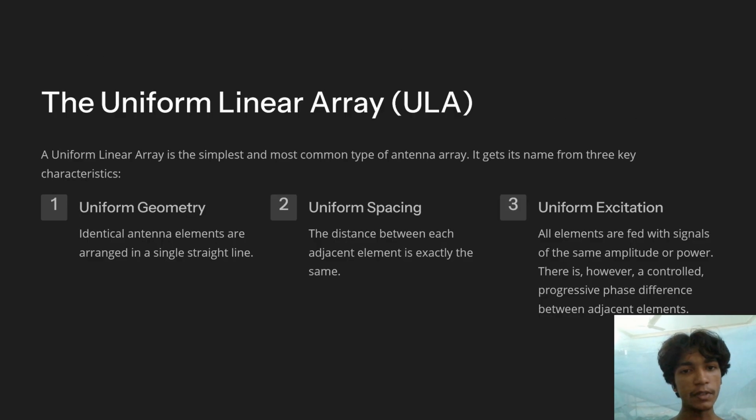The uniform linear array, also called ULA. A uniform linear array is the simplest and most common type of antenna array. It gets its name from three key characteristics: uniform geometry, uniform spacing, and uniform excitation.